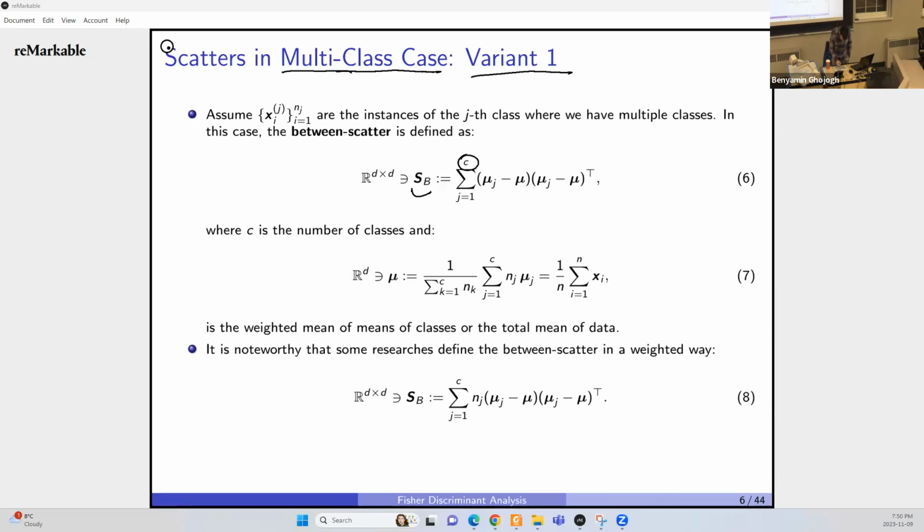Let the total mean be mu, the mean of means. Then I can calculate the scatter of the mean of every class from the total mean. I call it SP and I sum over the classes. So far clear? Some people scale this SP by Nj. Nj is the cardinality of the j-th class, the number of points in the j-th class. Okay? So it gives us SP.